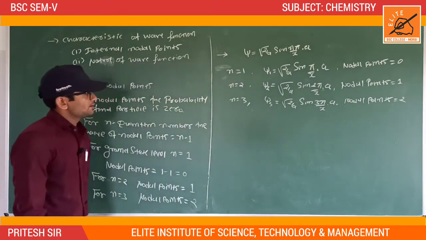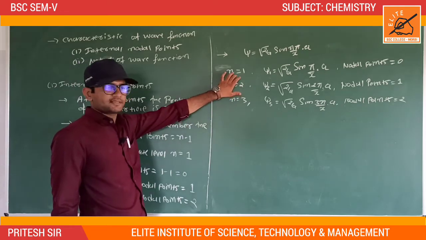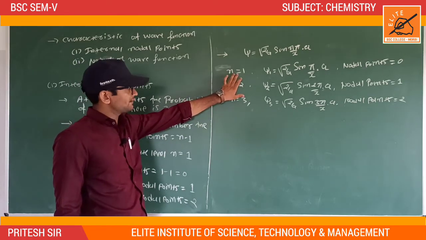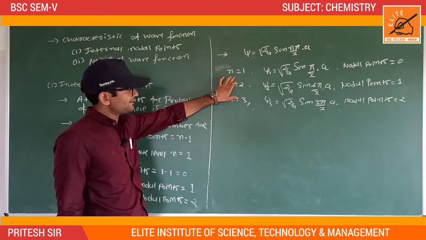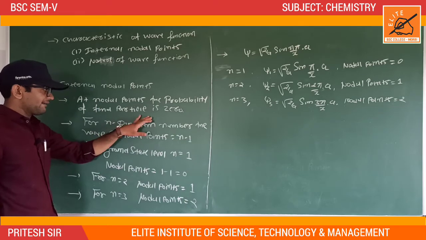Okay. So for n is equal to 1, there is no nodal point present. At that point the value of psi is equal to 0, it means the probability of finding the particle is 0.